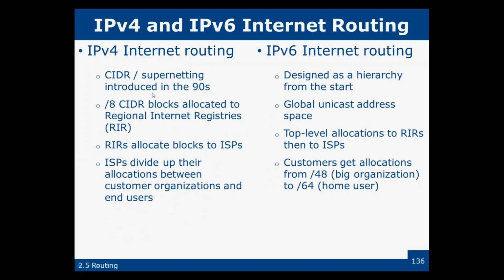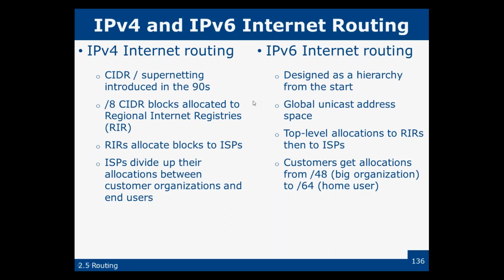IPv4 was introduced in the 90s. The /8 blocks are allocated at the regional internet registries after they're allocated from IANA, and IANA is the organization that controls the numbers. They're the numbers people. The regional registries allocate blocks to the ISPs, and then the ISPs divide their allocations up. So what they try to do is get the IP addresses grouped or aggregated so that you don't have to have as many routing entries in the systems.